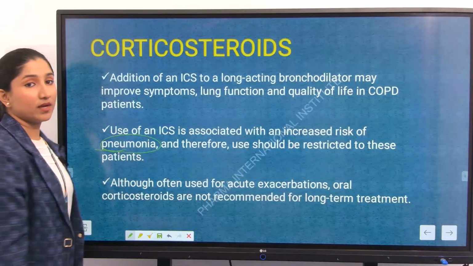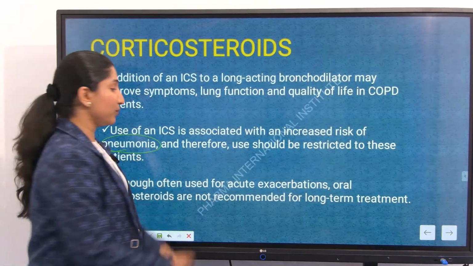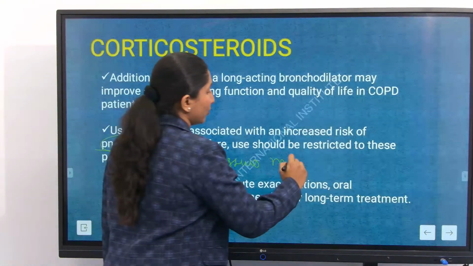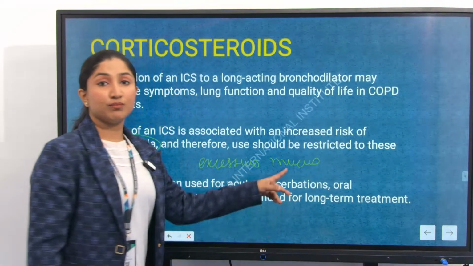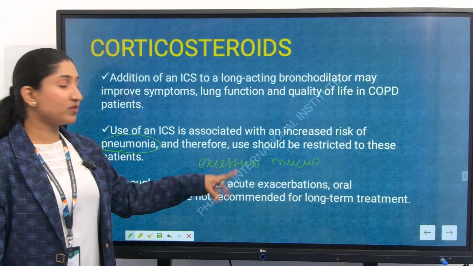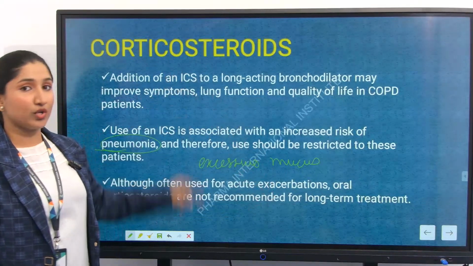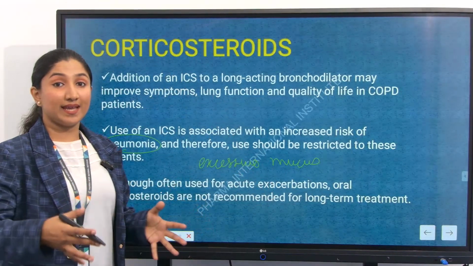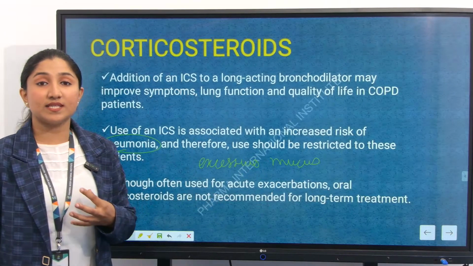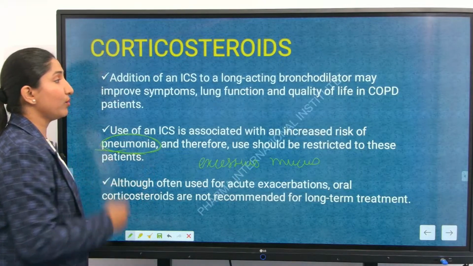of pneumonia in patients with COPD, because in COPD we know that there is excessive mucus inside the airway, and this mucus is a great area where bacteria can thrive. And on top of this presence of excessive mucus, you give an immunosuppressive drug like the corticosteroids. What would happen? It can help in enhancing the growth of bacteria inside the lungs, and thereby it can lead to increased risk of pneumonia in these patients.